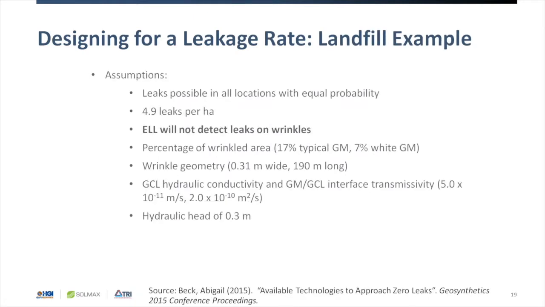So I'm going to go through a design example that was published in 2015. So here are all the assumptions that went into my calculations. So I assumed a number of leaks per hectare. I assumed that the ELL would not detect leaks on wrinkles. I went to the literature to get basically percent of lined area that would be covered by wrinkles for typical geomembrane and white geomembrane. I also went into the literature for suggested wrinkle widths and lengths for typical installation. And then I'm assuming a hydraulic head of 0.3 meters or a foot because this is a landfill expansion cell.